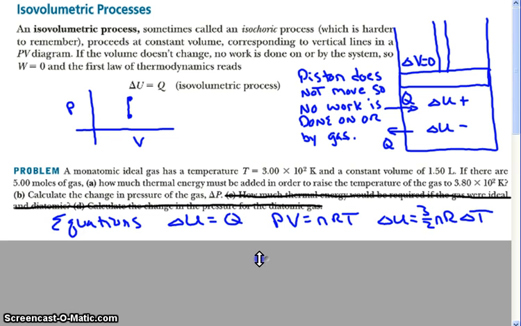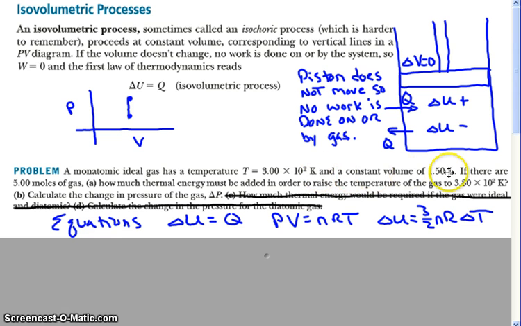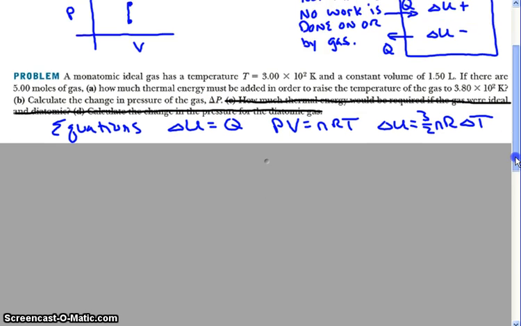So a problem like that might be something like this. A monatomic ideal gas has an initial temperature of 300 degrees Kelvin, and the volume remains constant through the whole problem. You've got 3 moles of gas. How much thermal energy must be added in order to raise the temperature to 380 degrees Kelvin, and calculate the change in the pressure of the gas? So these are our equations that might be relevant for this problem.